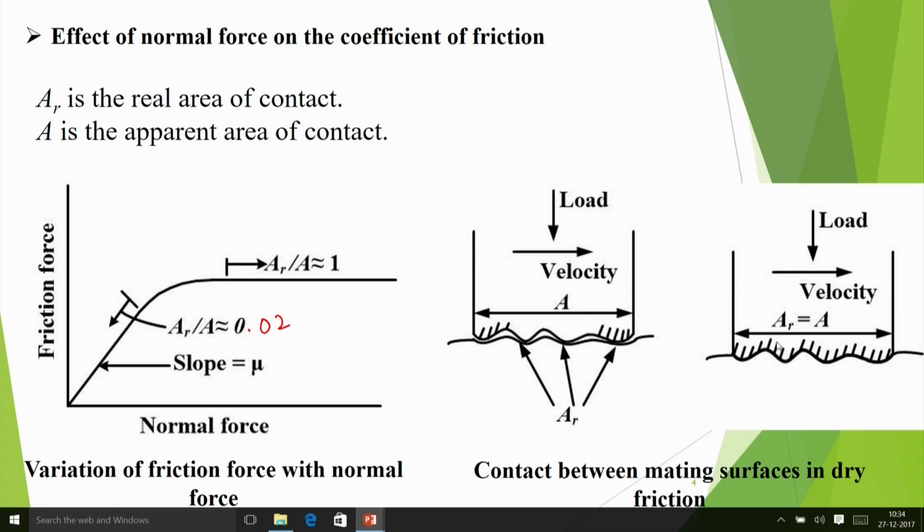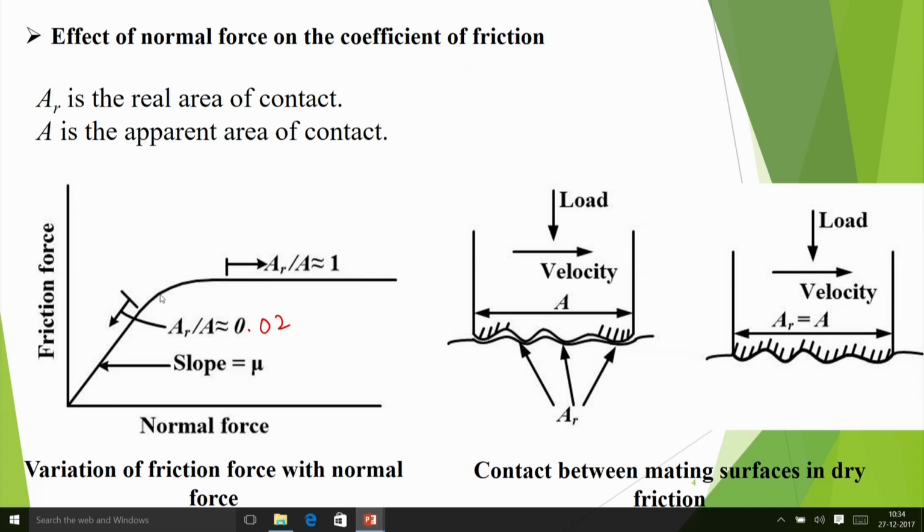and therefore that area can offer some resistance for shear deformation, and there may be shear strength of the material. So, depending on how much force is needed to break the bond. So, if AR has already become equal to A, there is no scope to increase the friction force, and in that case the friction becomes constant. So, therefore, AR by A is equal to 1.